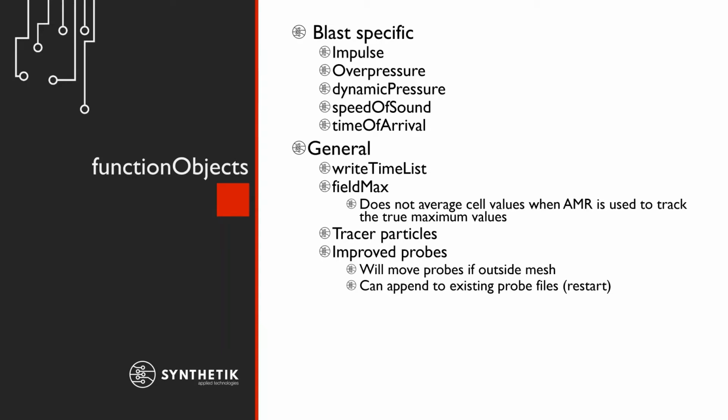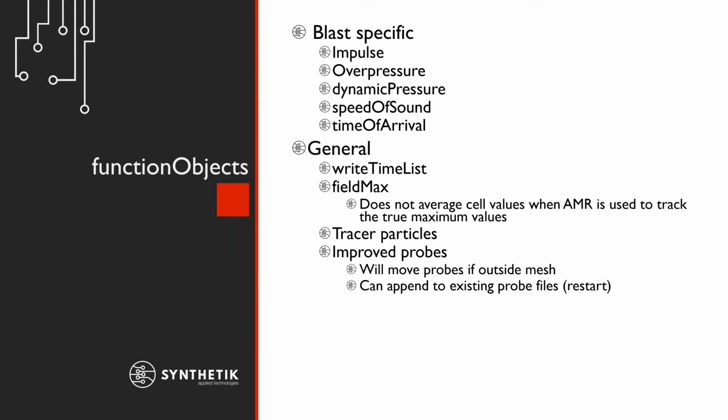And then we also have some general function objects. So write time list, basically, if you provide a list of times at which you want to write, it will write at exactly those. So it's useful if you're comparing to some experimental results and they have some weird times for which they give you snapshots, you can write explicitly at those times.